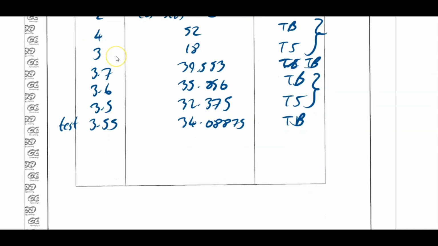If 3.55 is too big, 3.6 would definitely be too big, so my answer is going to be equal to 3.5. So again, if 3.55 was too big, 3.6 would definitely be too big, so 3.5 is your answer, and that's to one decimal place.